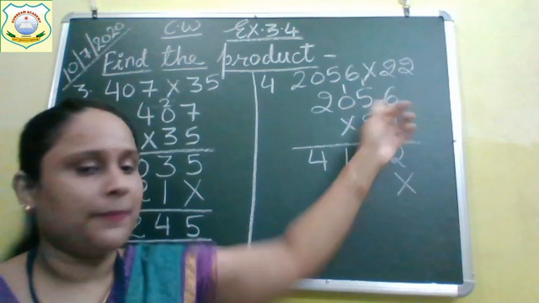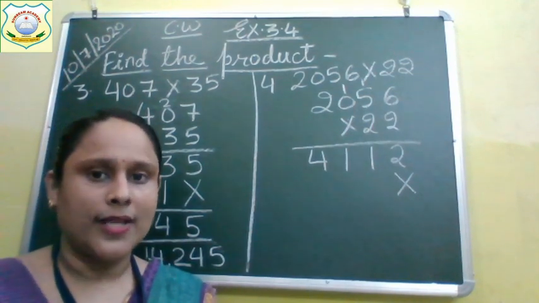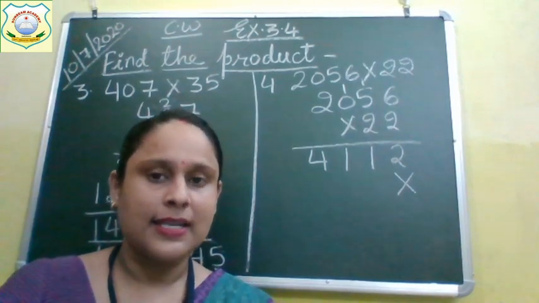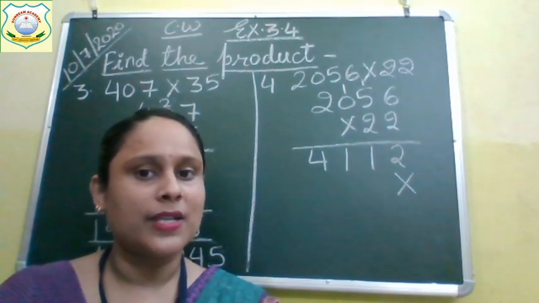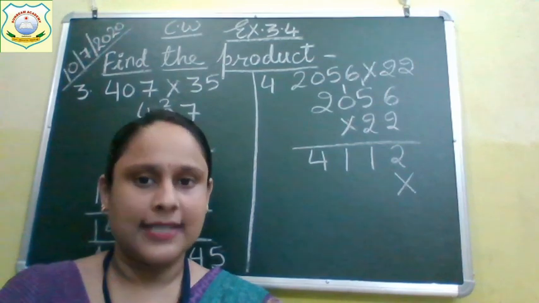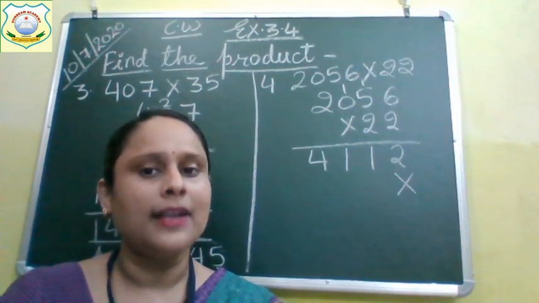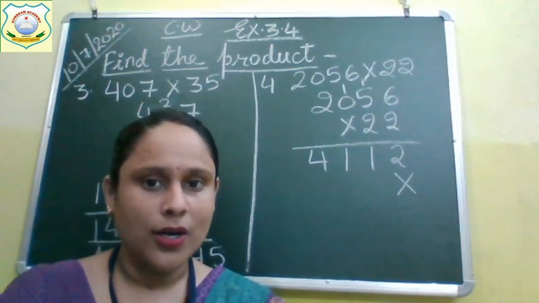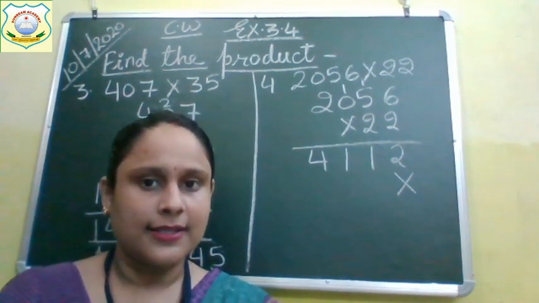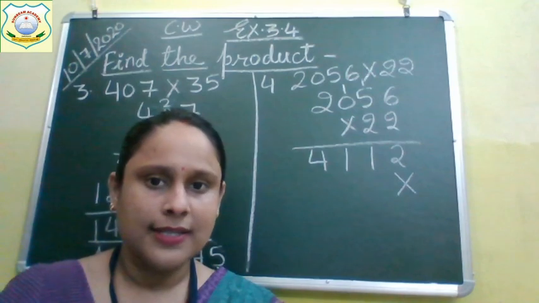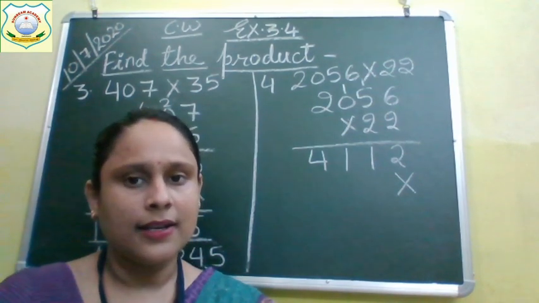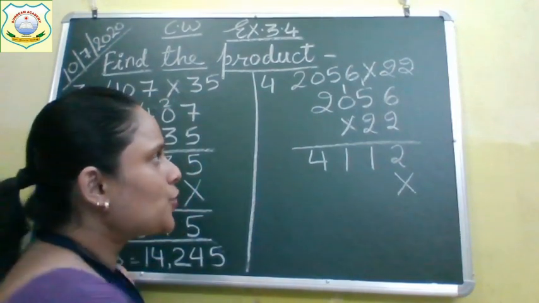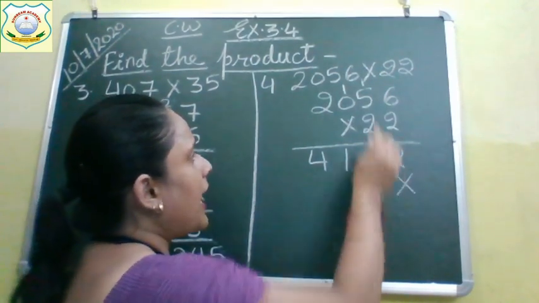This 2 will be multiplied by the number written in the ones place. Which number is in the ones place? 6. So now multiply 2 by 6. How much will you get? Say the table of 2 with me: 2 ones are 2, 2 twos are 4, 2 threes are 6, 2 fours are 8, 2 fives are 10, 2 sixes are 12. So write down 2 and bring 1.